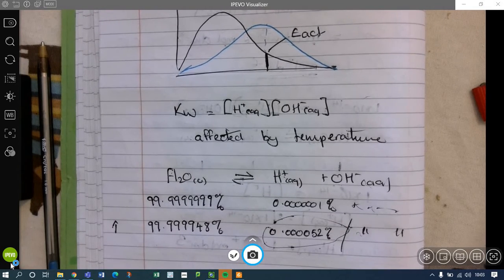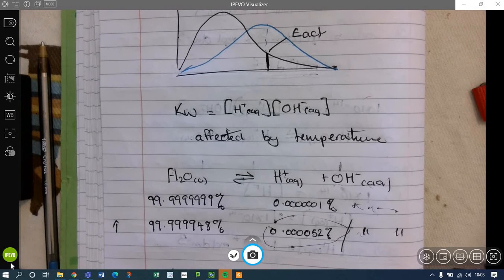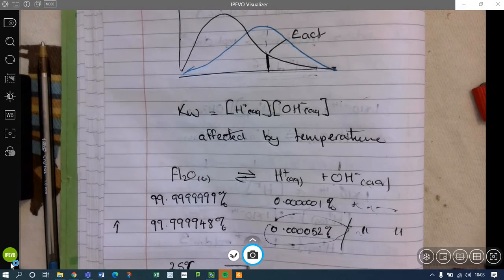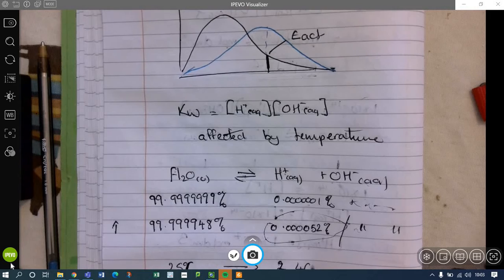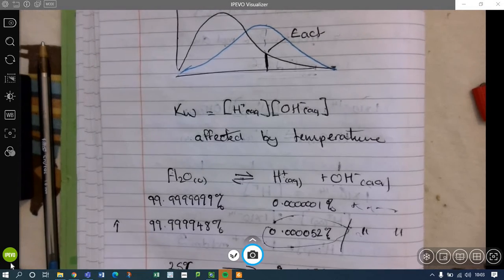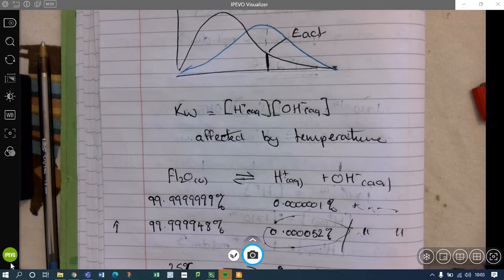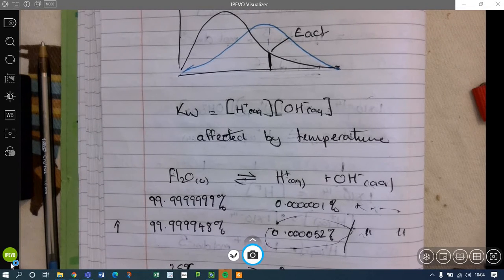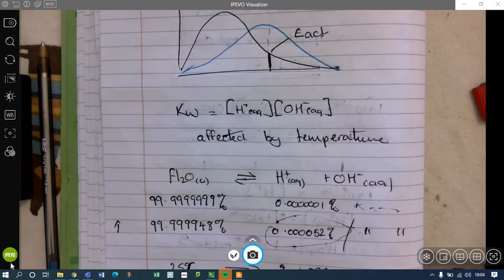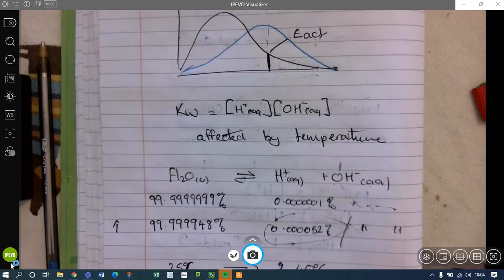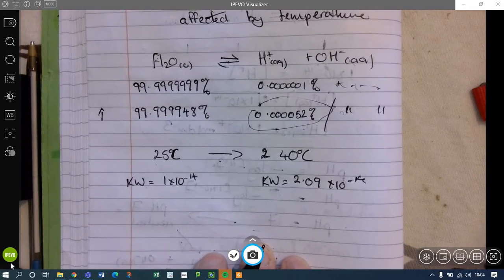Now, if I work that out on the decimal point, what you will actually find is, say, if I go from 25 degrees Celsius and then change it to 40 degrees Celsius, at this point, Kw would be equal to 1 times 10 to the minus 14. The answer is minus 25. Thank you, Phil. I really appreciate you working that out for me. Don't know why. Okay, whereas at 40 degrees, this will change to 10 to the minus 14.